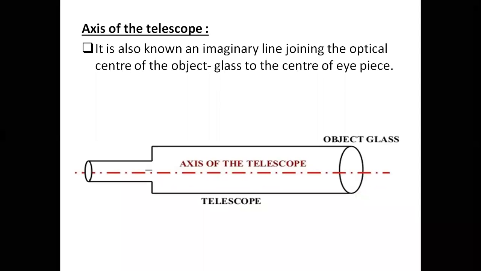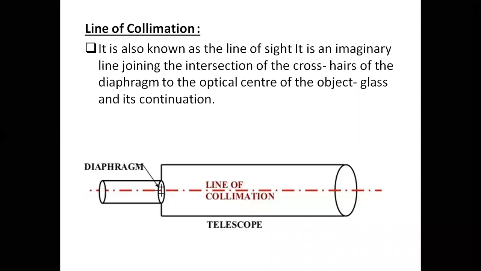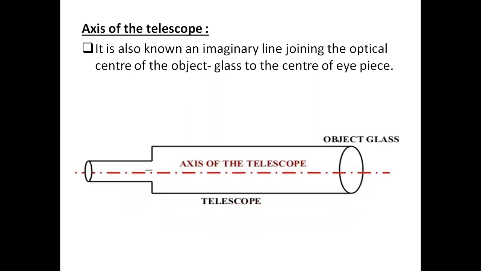Another definition, axis of the telescope. The axis of the telescope is also parallel to the line of collimation. Many times it coincides with the line of collimation. Then what is meant by axis of the telescope? It is an imaginary line joining the optical center of the object glass to the optical center of the eyepiece. Joining the two extreme points is the axis of the telescope. The optical center of the object glass is towards the object face and the eyepiece is towards our eye.